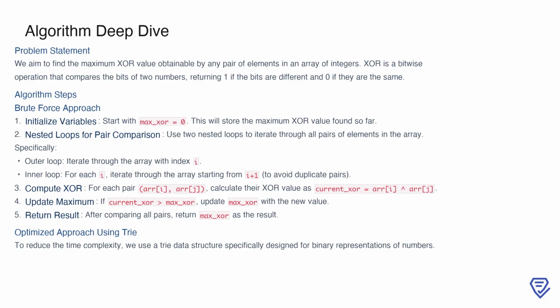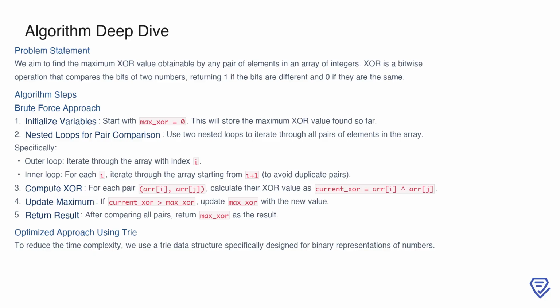To begin, we can approach this problem with a brute force method. First, we initialize a variable called max_XOR to 0, which will keep track of the largest XOR value we encounter. Next, we use two nested loops to examine every unique pair of numbers in the array. The outer loop selects one number, and the inner loop compares it with all subsequent numbers in the array to avoid duplicate pairs. For each pair, we calculate their XOR value and check if it is greater than our current max_XOR. If it is, we update max_XOR. Finally, after evaluating all pairs, we return the maximum XOR value found.